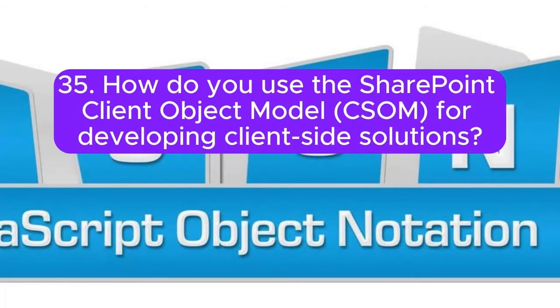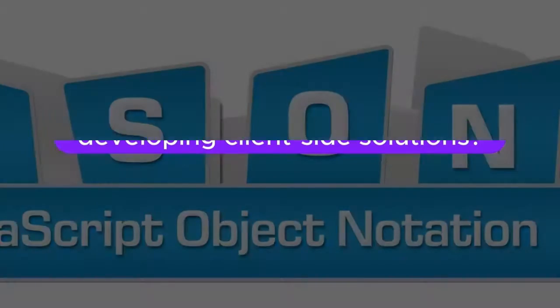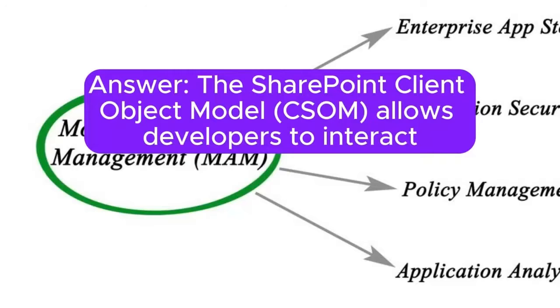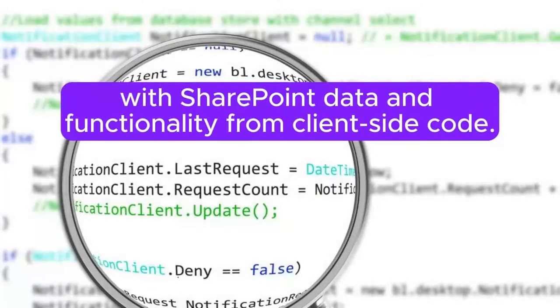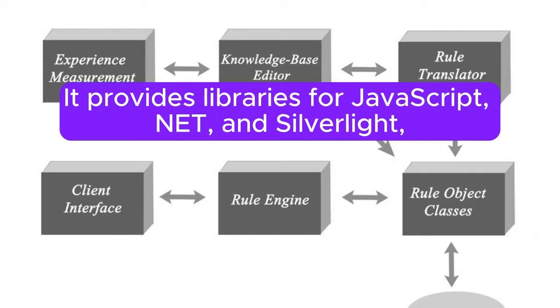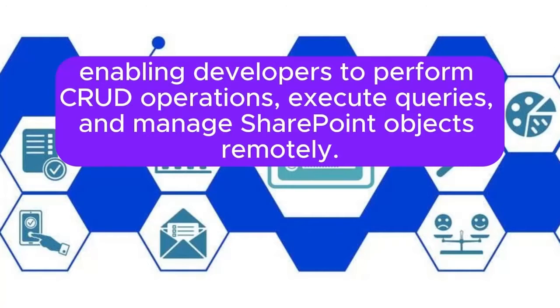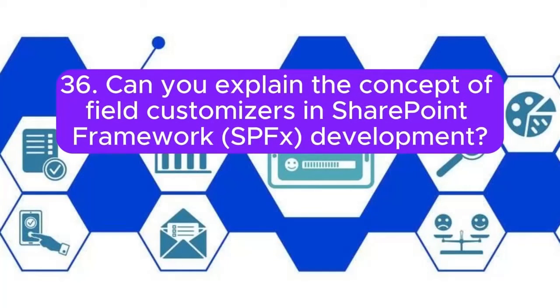35. How do you use the SharePoint Client Object Model (CSOM) for developing client-side solutions? Answer: The SharePoint Client Object Model allows developers to interact with SharePoint data and functionality from client-side code. It provides libraries for JavaScript, .NET, and Silverlight, enabling developers to perform CRUD operations, execute queries, and manage SharePoint objects remotely.